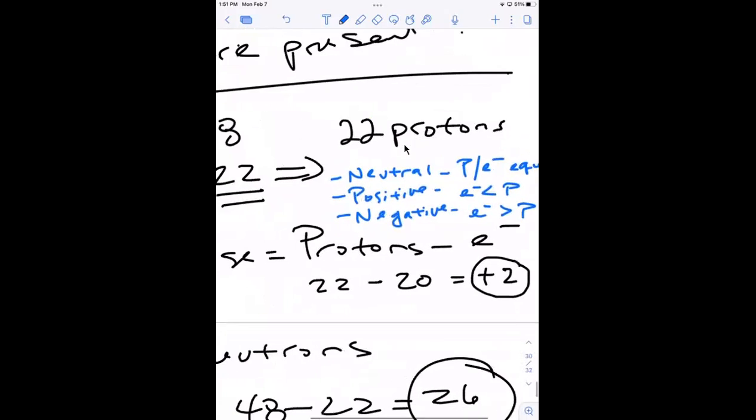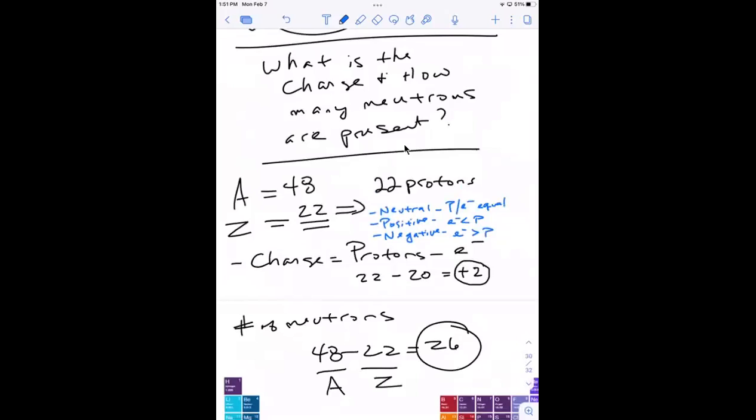So you can find out the charge on any atom if you're given the number of electrons. If it's telling you that it's an ion and it gives you the number of electrons, all you need is the atomic number to figure out the charge. It's the atomic number minus the number of electrons, and that'll give you the charge.